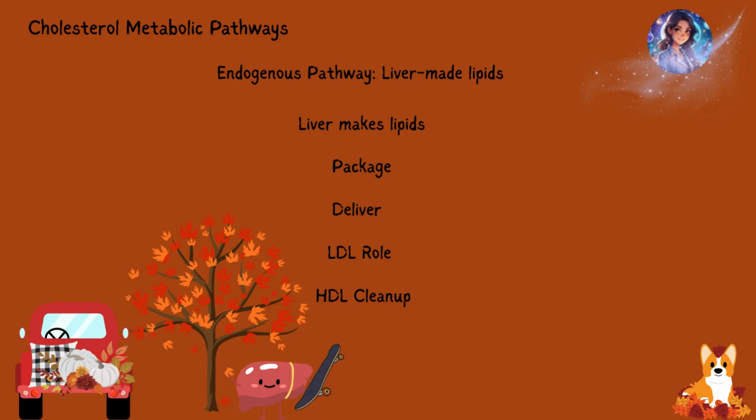Fatty acids can turn into ketones, acetoacetate, beta-hydroxybutyrate, or acetone, for energy in diabetes or fasting. The liver then packs cholesterol and triglycerides into VLDL with apolipoprotein B100. VLDL delivers triglycerides via LPL, turning into IDL, then LDL.